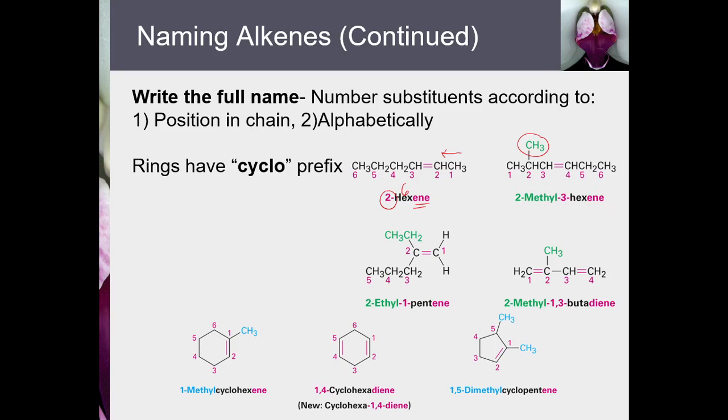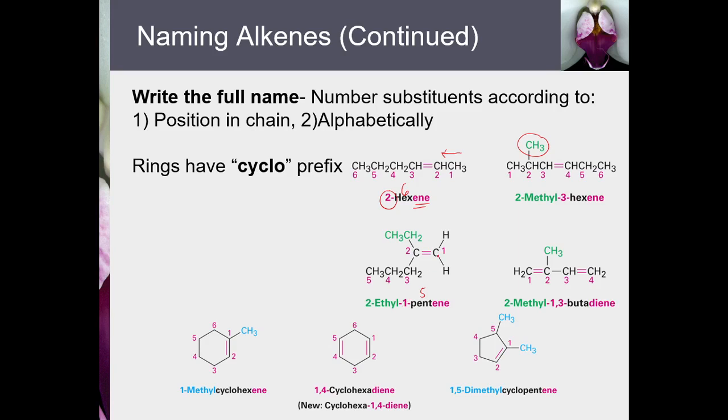Now for this one, you will locate the longest chain first, and it must include the double bond. The double bond starts at carbon number 1, so you count 1, 2, 3, 4, 5. That's 5 carbons long, so that's a pent. Then you use the suffix "-ene", so pentene.